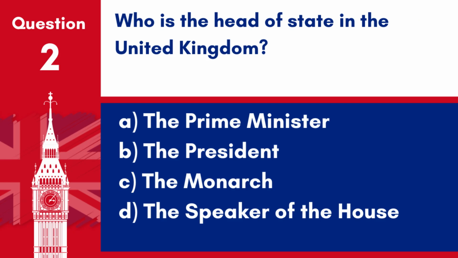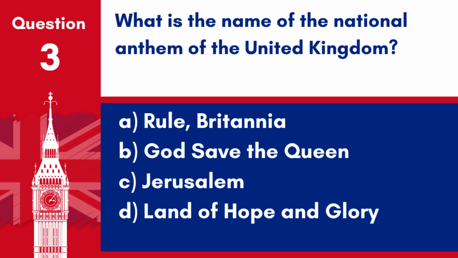centre. Question 2. Who is the head of state in the United Kingdom? A. The Prime Minister. B. The President. C. The Monarch. D. The Speaker of the House. Answer: C. The Monarch. The monarch is the head of state in the United Kingdom, a position that is largely ceremonial in modern times.